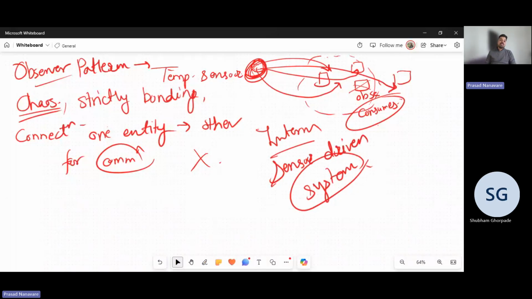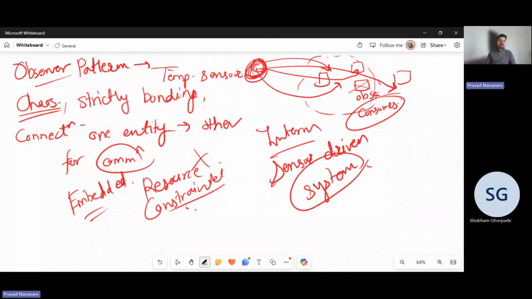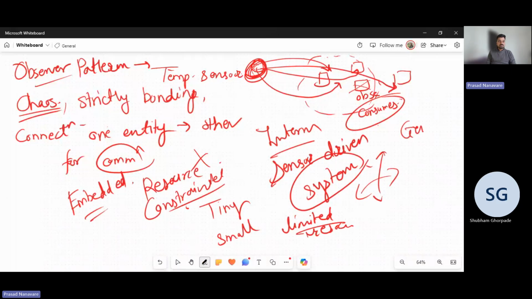Now I want to point out that this is all being done for an embedded system. An embedded system is always a resource constrained system. Resource constraints are always there, because it is a tiny system with limited resources. We can't just go and do this, do that. We can't do this in an embedded system. In a general purpose computer that is still fine, but not in an embedded system.